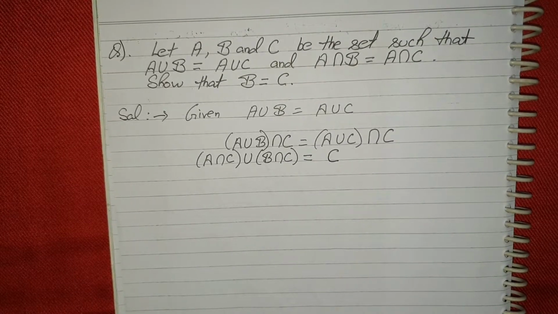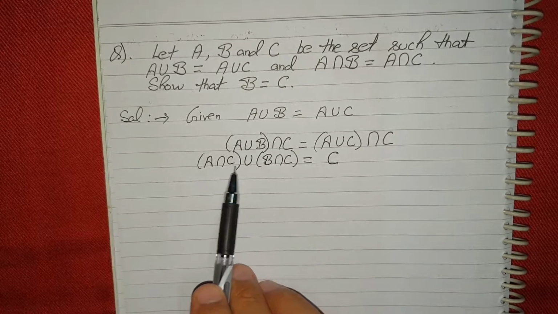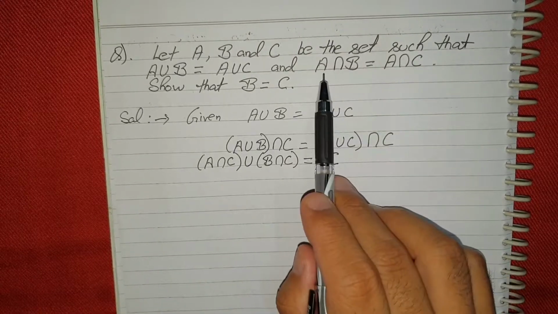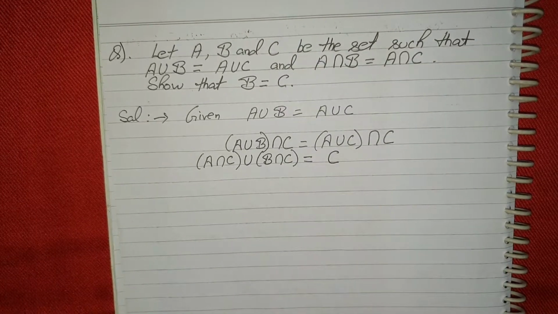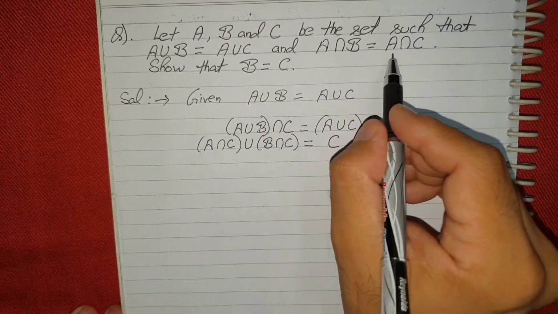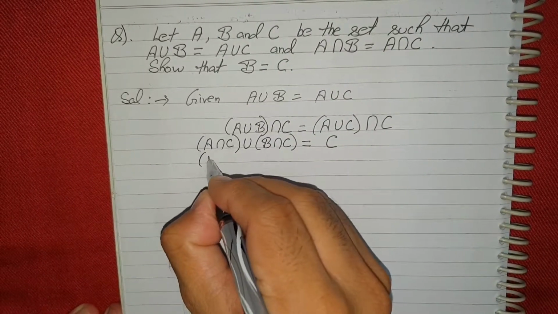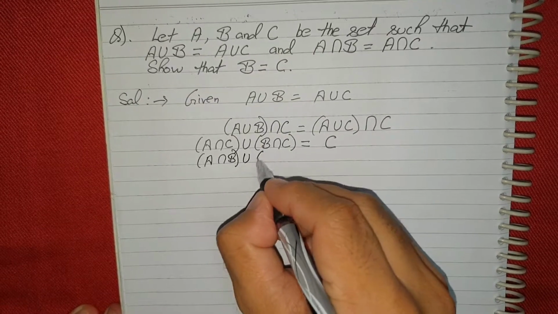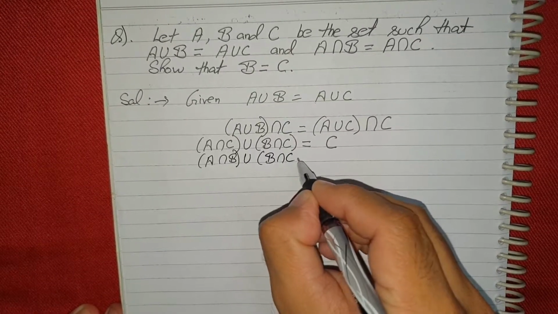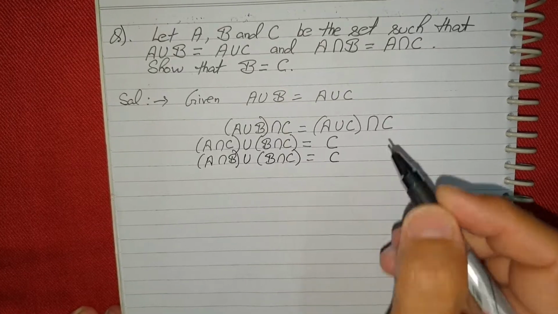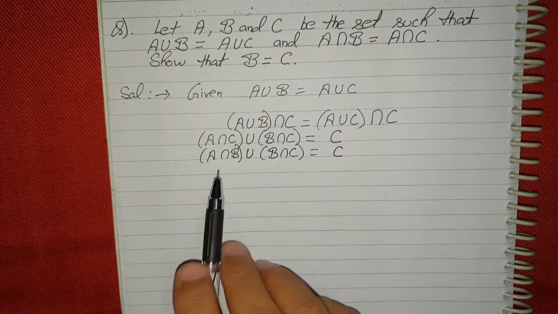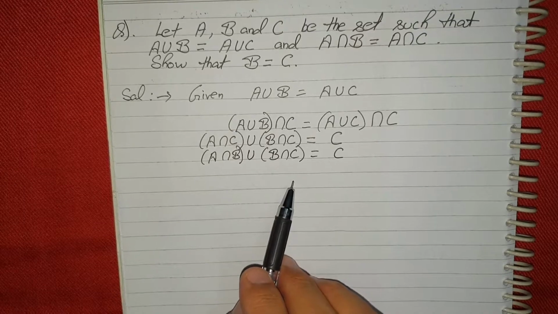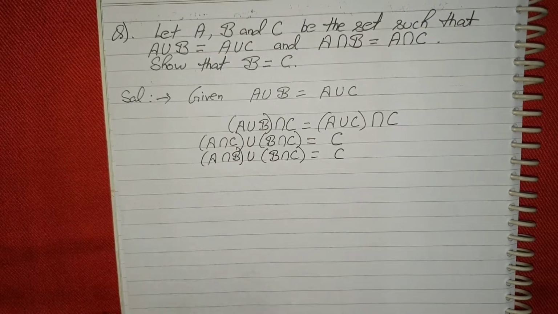Now A intersection C is equal to A intersection B. This is given in the question. So we can replace A intersection C with A intersection B, union B intersection C equals C. So basically our C is (A intersection B) union (B intersection C) equals C.